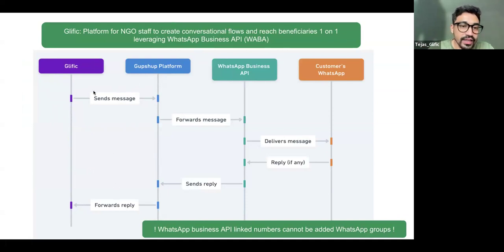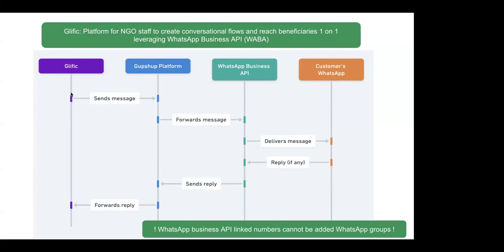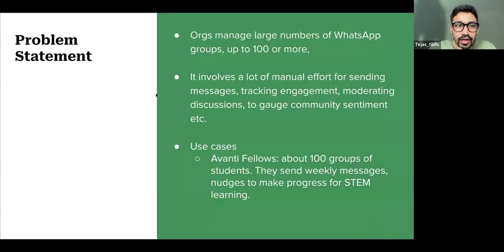Whenever you send a flow or start a flow, or if anyone messages your chatbot, this is essentially the path that is followed. You create a flow. When you start a flow, it is routed through Gupshup to the WhatsApp Business API to the individual contact's WhatsApp. And it's the same thing if there's any reply: it is routed back, and then the message gets stored in your Glific database.